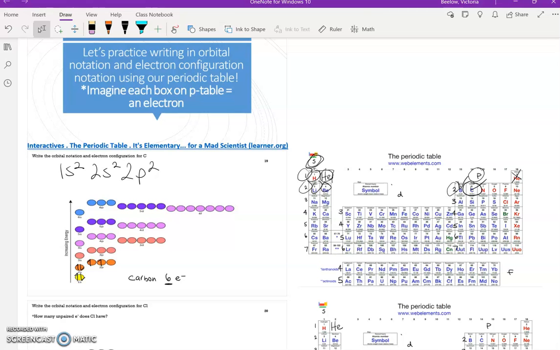So that's how you write an orbital notation and electron configuration, using this diagram right here for orbital notation and using your periodic table for the electron configuration.